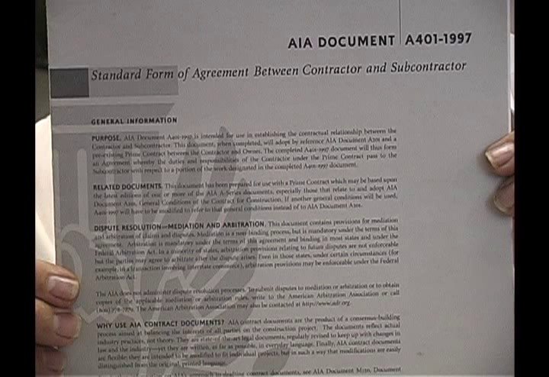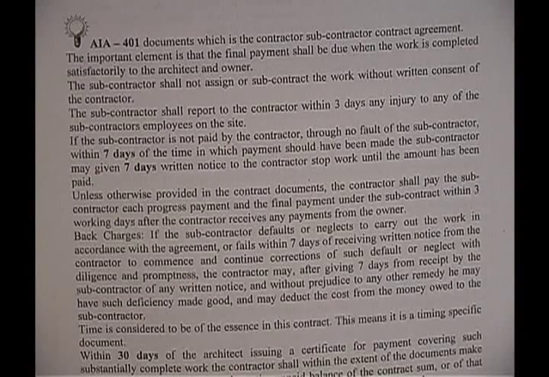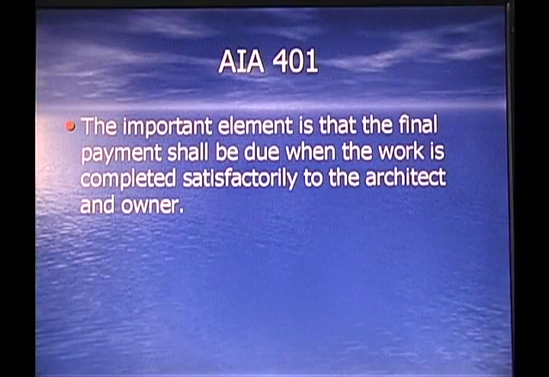AIA document A401, standard agreement form between the contractor and the subcontractor. Let's review some of the important elements of this. The 401 document, as I said, is the contract agreement between the contractor and the subcontractor. The important element is that the final payment shall be due when the work is completed satisfactorily to the architect and the owner, not just to the contractor. You have to make sure the architect and the owner are happy with the subcontractor's work.